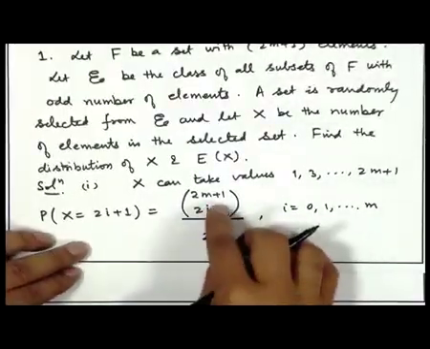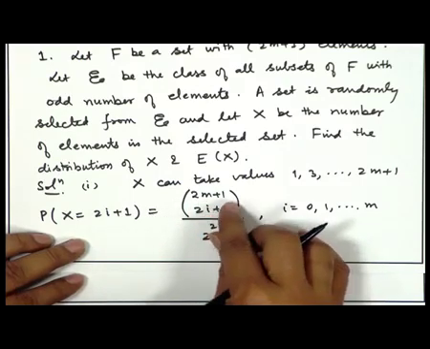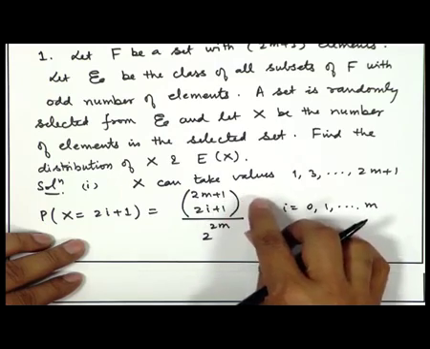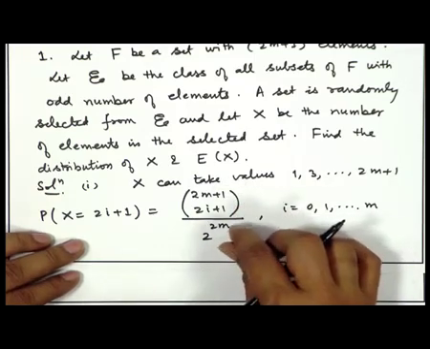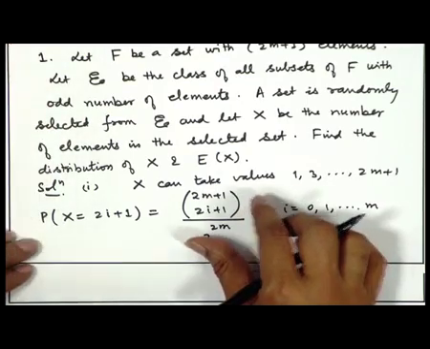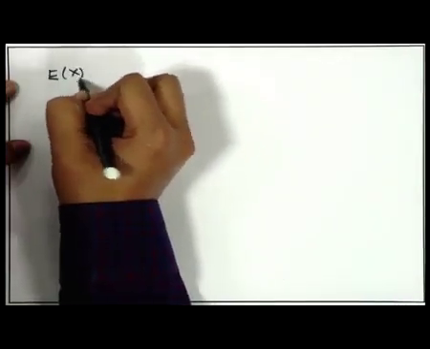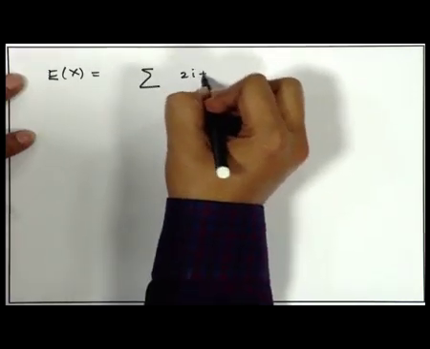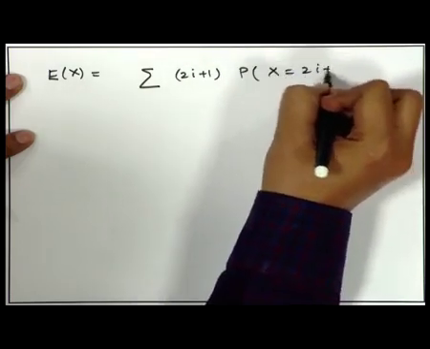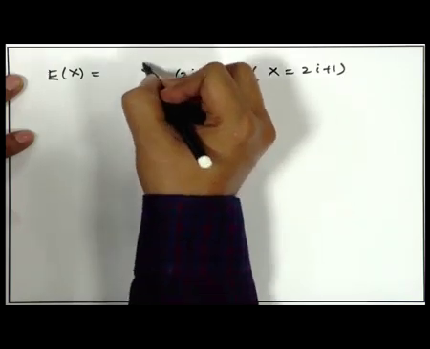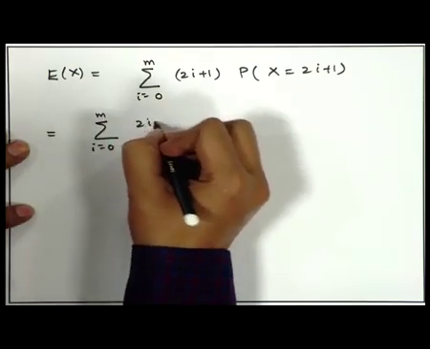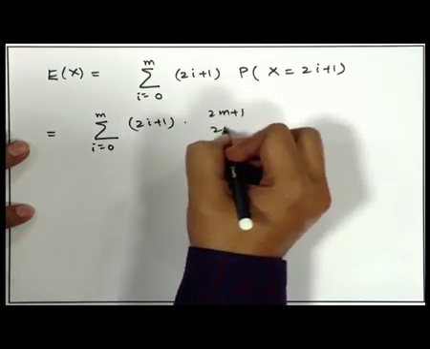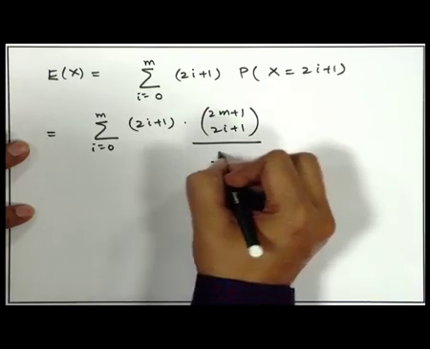Why must the sum be 1? You can see, if we add 2m plus 1 C 1 plus 2m plus 1 C 3 plus 2m plus 1 C 5 and so on up to 2m plus 1 C 2m plus 1, then the sum is equal to 2 to the power 2m. So, this is a proper probability distribution. Suppose I want to calculate expectation of this. That is equal to sigma (2i plus 1) into probability of X equal to 2i plus 1, i equal to 0 to m. So, that is equal to sigma i equal to 0 to m, (2i plus 1) times 2m plus 1 C 2i plus 1, divided by 2 to the power 2m.